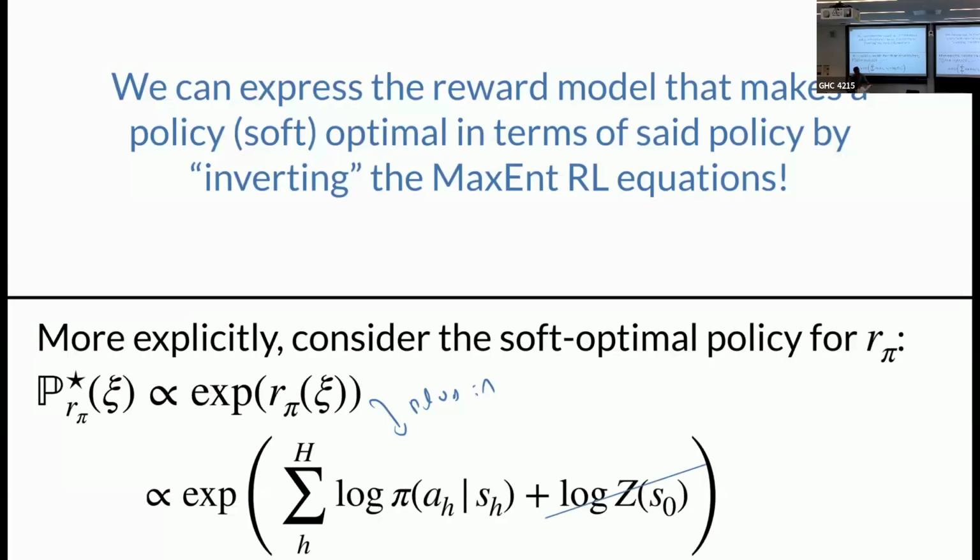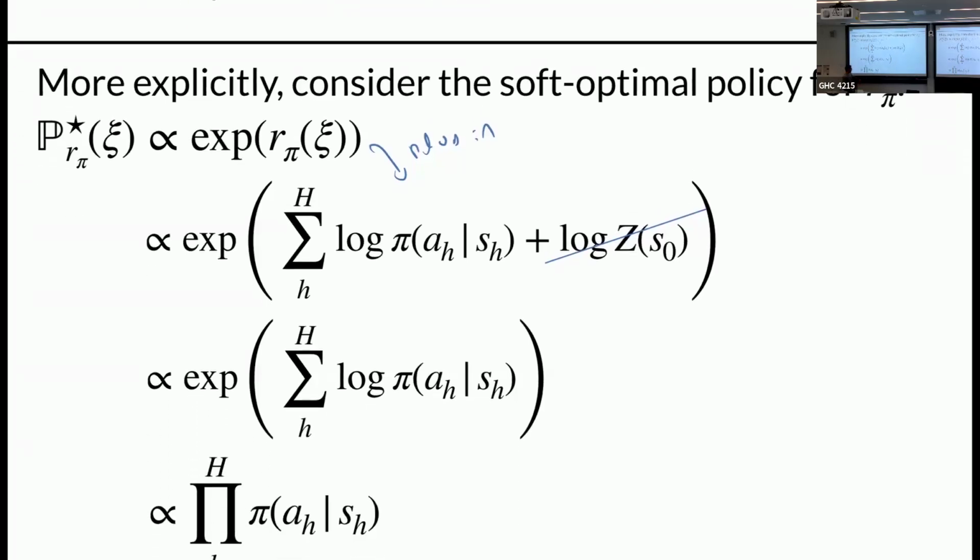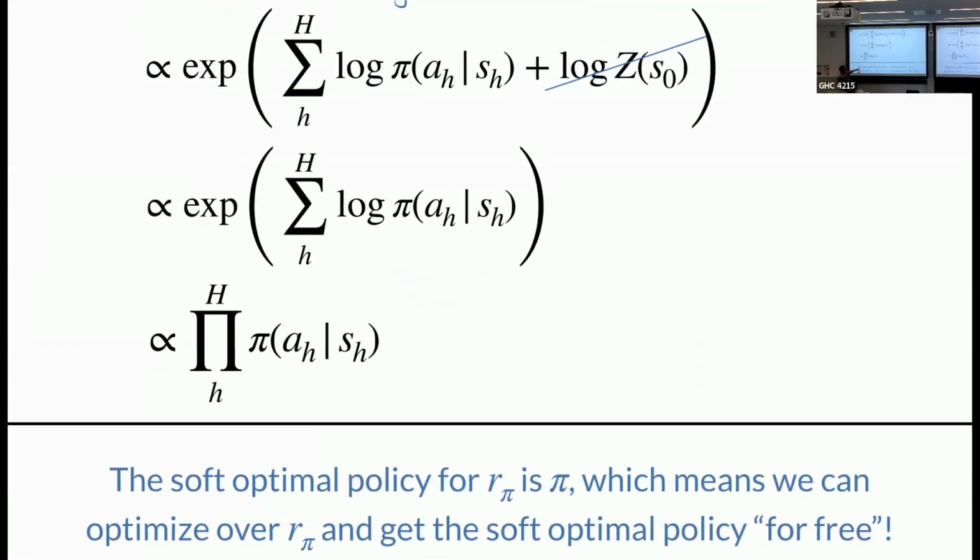And what this means is I get this sort of thing here. Then I can just rearrange these terms, and I just get this policy here. The thing that's sort of magical here is that the soft optimal policy for R pi is pi. And this means that I can just optimize over R pi. I can just optimize over reward models, and then I get the optimal policy for free. Does that make sense? This is a kind of subtle point.